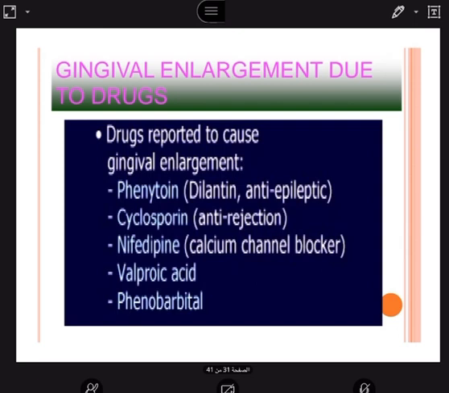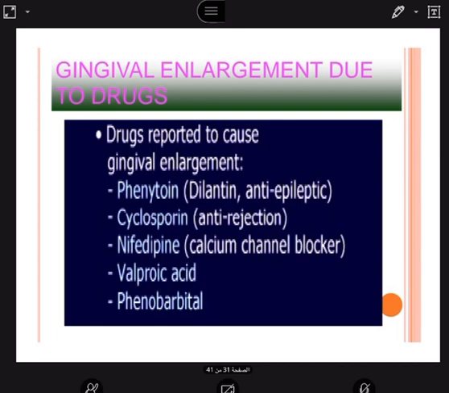Now, very important. As I told you, gingival enlargement due to certain drugs. The drugs reported to cause gingival enlargement are the following. Please mark this in red, very important. Usually we ask this question in your exam.